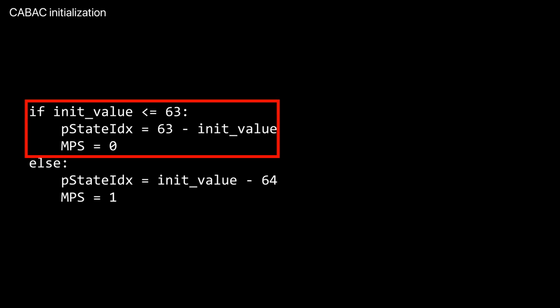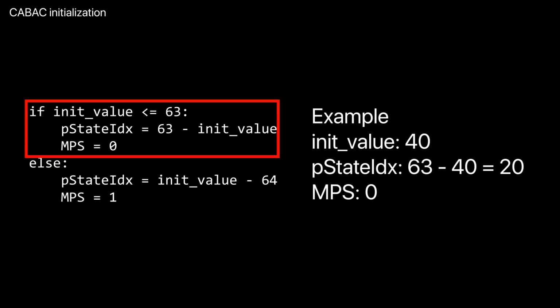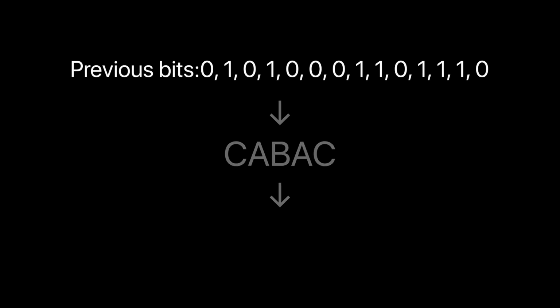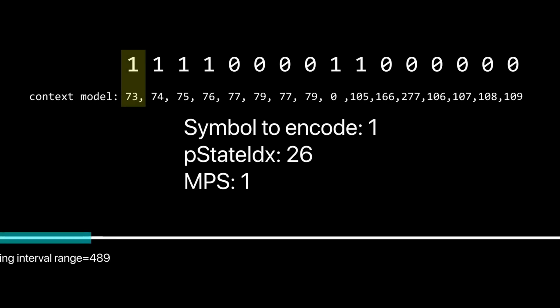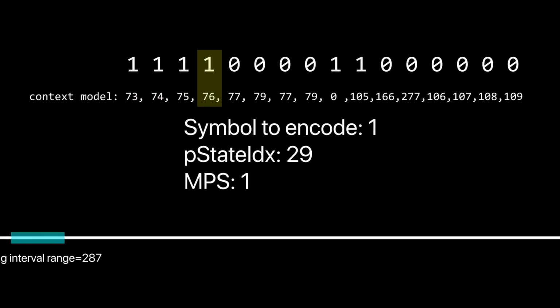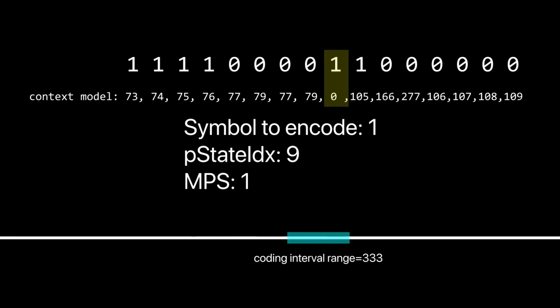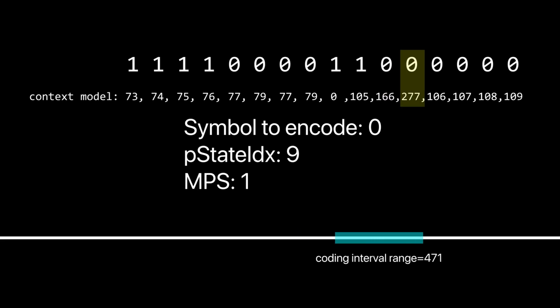Now, if init value is 63 or less, we initialize pStateIDX to 63 minus init value and MPS to 0. Otherwise, we initialize pStateIDX to init value minus 64 and MPS to 1. Like in machine learning, CABAC learns from previous bits to predict the next bit. To do this, it uses a coding interval, which starts big and uncertain and gets smaller and more certain as more bits match the most probable symbol.